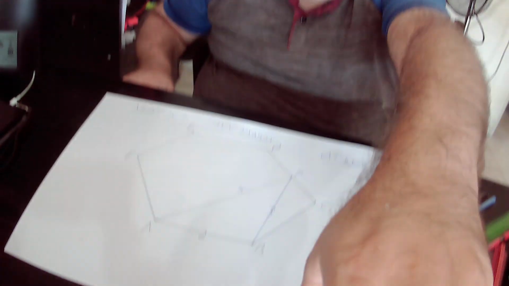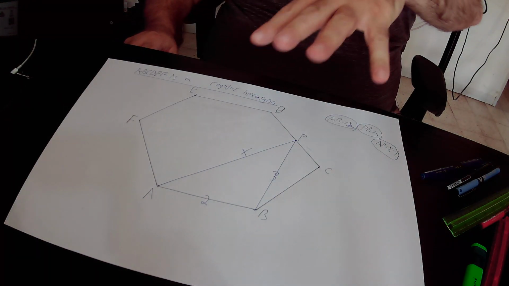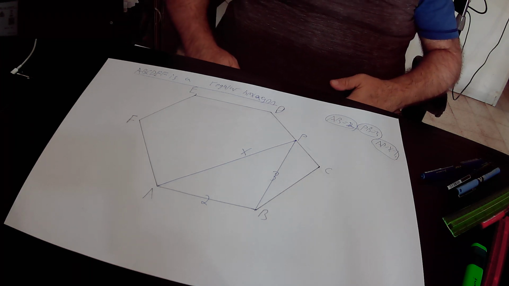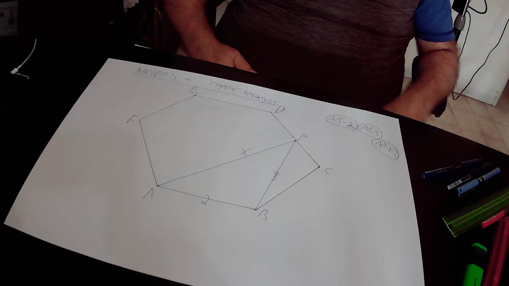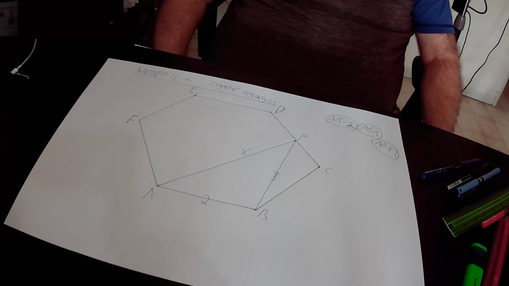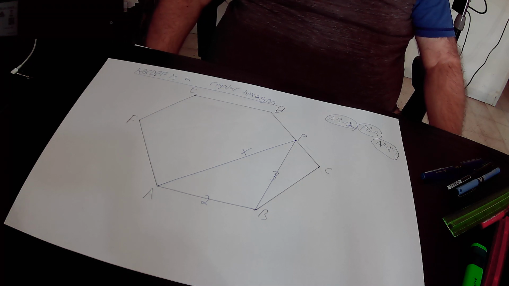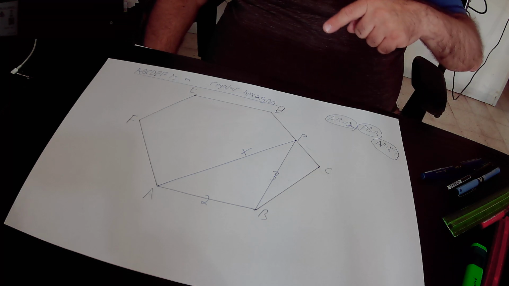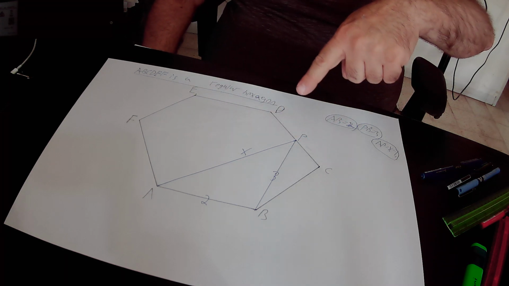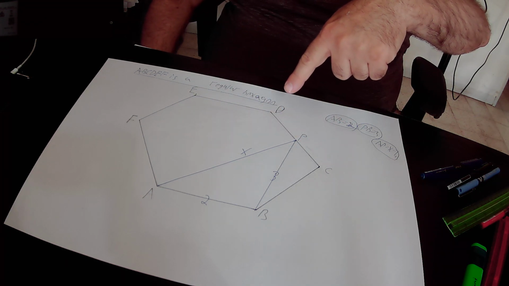Hello, in this lecture we find out the length of line segment X. In the drawing we have a regular hexagon. A regular hexagon is a polygon with 6 equal sides and 6 equal angles. That is to say, all of these sides of this hexagon are equal to each other.